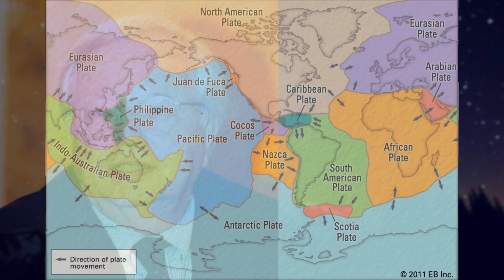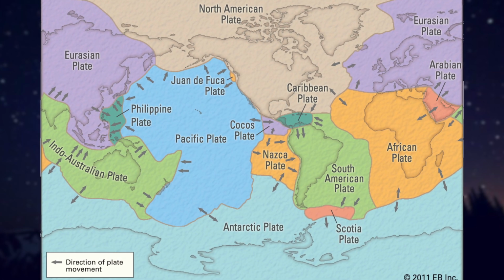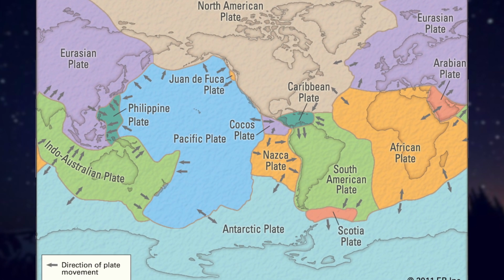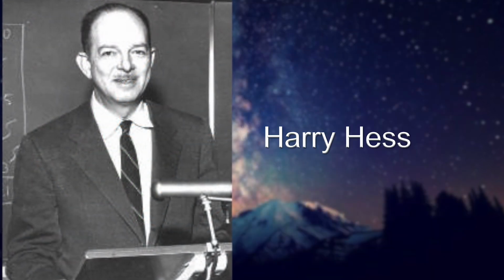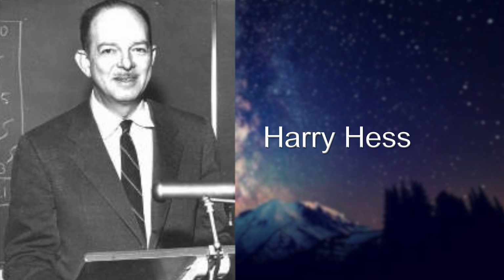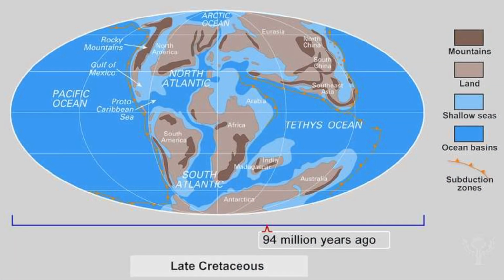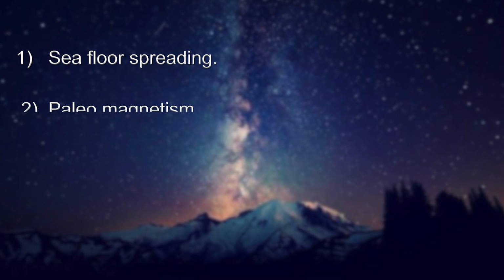W.J. Morgan and Le Pichon elaborated various aspects of plate tectonics in 1968. Harry Hess postulated the concept of plate tectonics in support of continental drift. Plate tectonics theory is based on the evidences of: 1. Sea floor spreading and 2. Paleomagnetism.